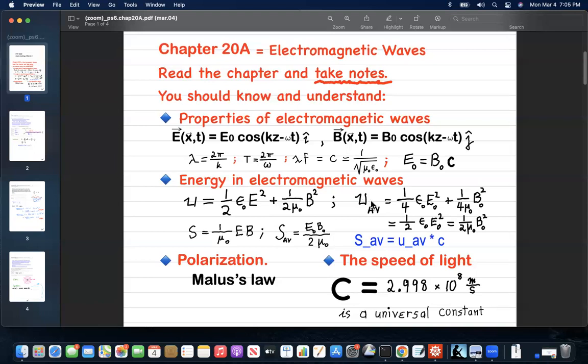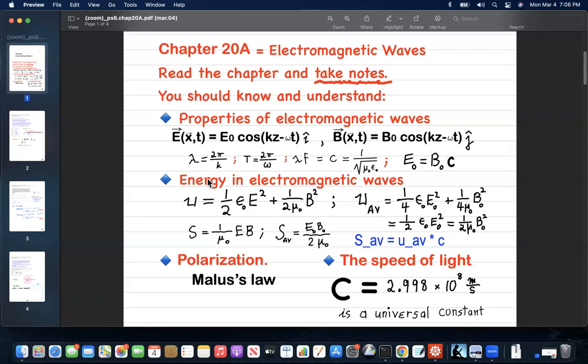So the average energy could be written either this way: 1/4 epsilon naught E naught squared plus 1/4 mu 0 B naught squared. Or you could recognize that these two are equal, and you could write it as 1/2 epsilon naught E naught squared. Or you could write it as 1/2 mu 0 B naught squared. That's the energy density at a particular point in space.